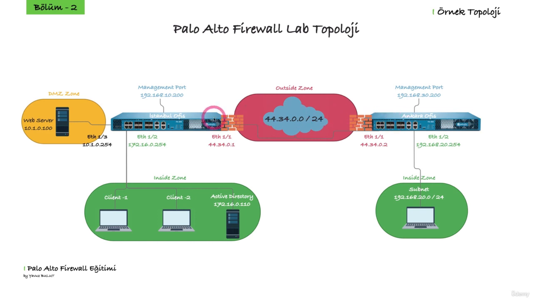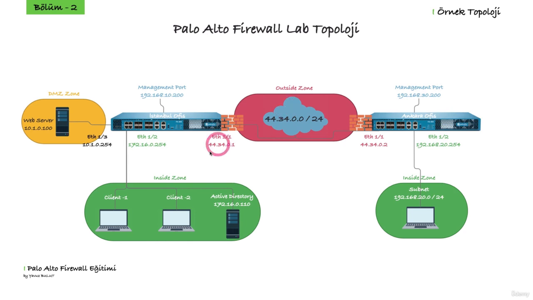When we configure site-to-site VPN between our Ankara office and our Istanbul office, we will switch to the Ankara firewall side. We will do all our work on the Istanbul firewall side. We have 3 zones in our Istanbul firewall. We have inside zone, DMZ zone and outside zone.